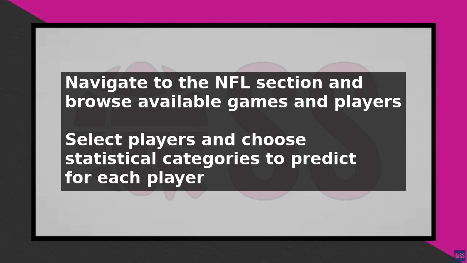Next, select the players you want to include in your entry and choose the statistical category you want to predict for each player. For example, you can choose Tom Brady to throw for over or under a certain number of passing yards. You can also choose multiple players and create a parlay entry, which requires all of your predictions to be correct in order to win.